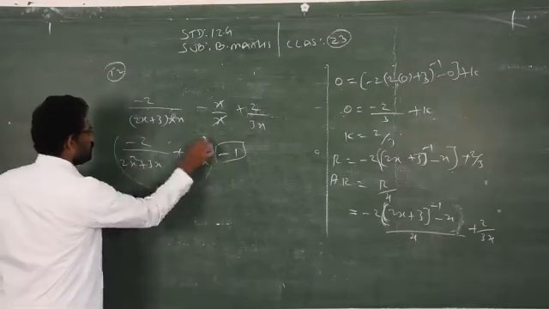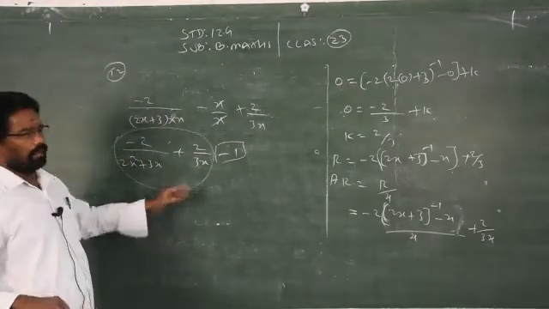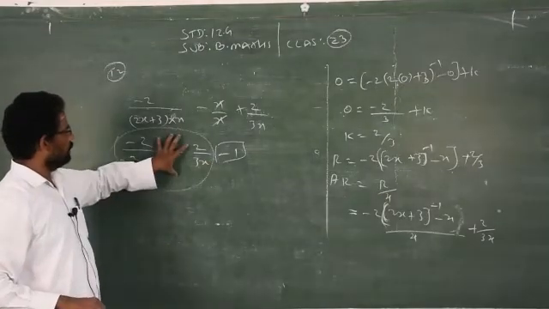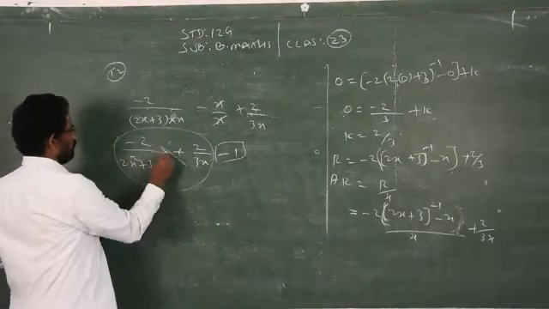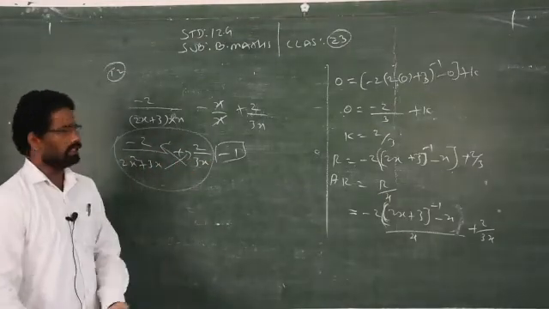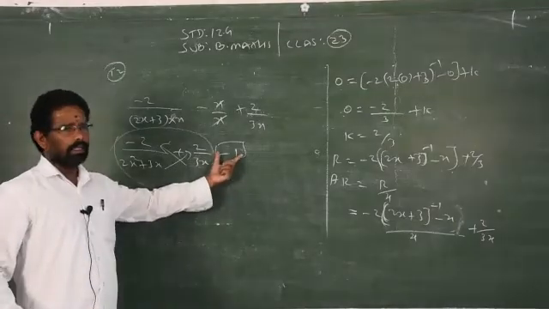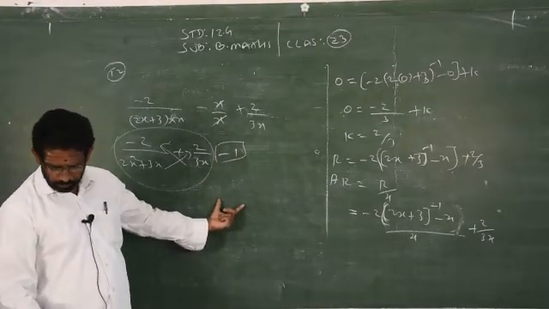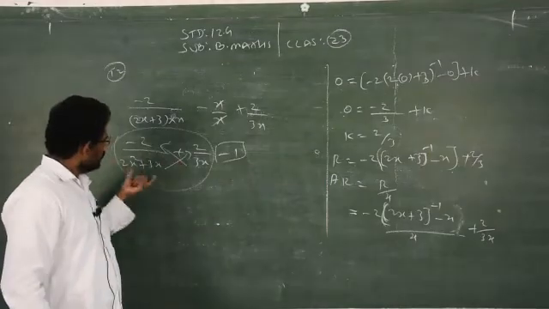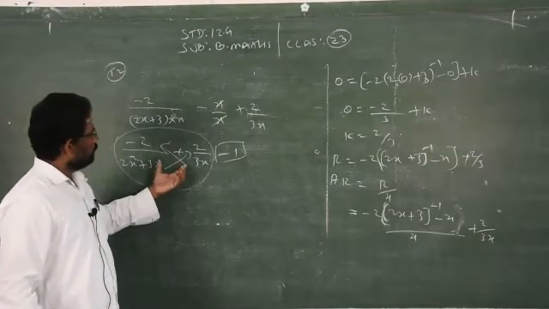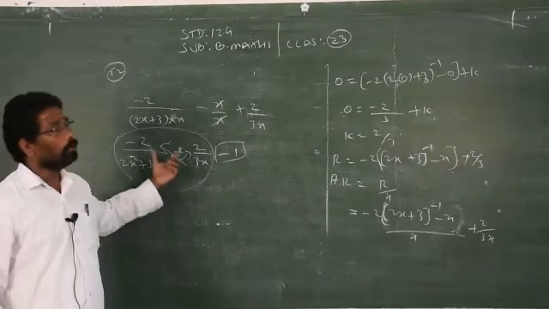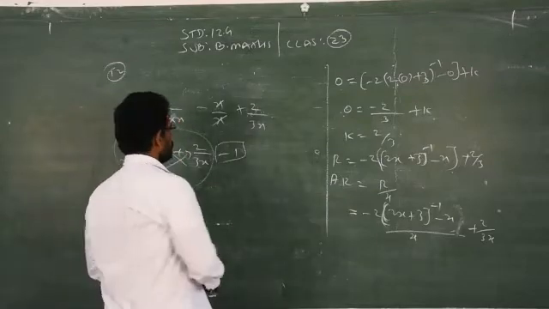So simplify this alone by using LCM or cross multiplication. You simplify only this part by applying cross multiplication, and you will get this answer. Don't disturb minus 1. Retain the minus 1 as it is, because it is given in the book itself. So just simplify by using the cross multiplication format, and you will get the required answer. Clear?